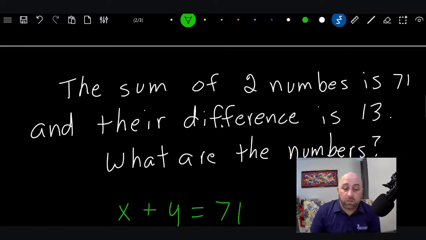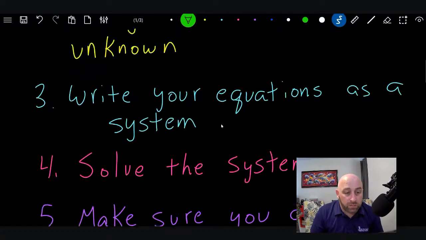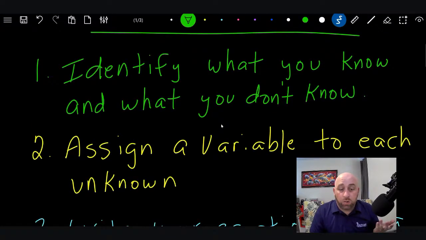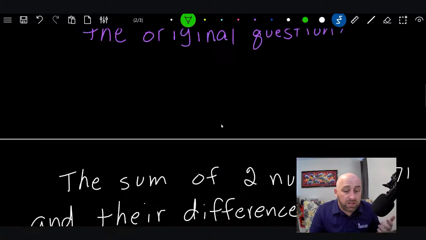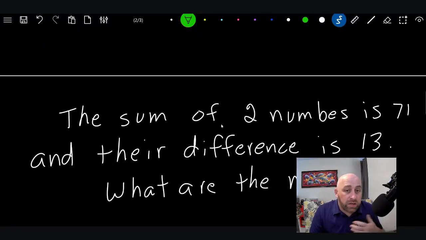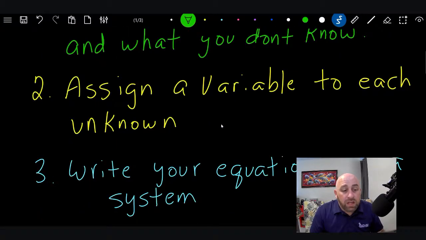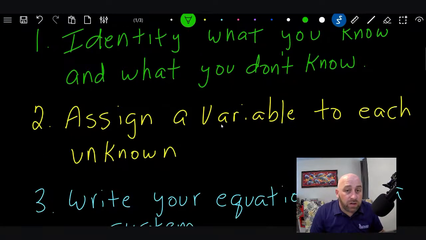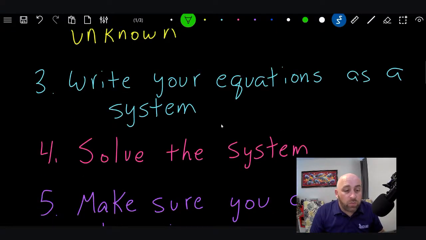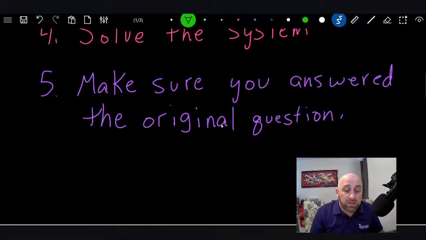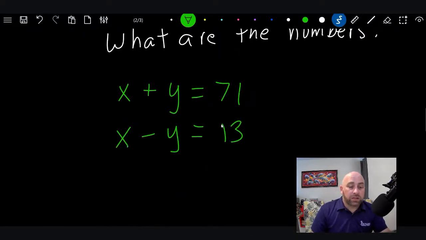And then it says, what are the numbers? That's what we're trying to find. Going up to our steps, we have figured out what we know and don't know. We don't know what the numbers are. We do know that added together they equal 71, and subtracted they give 13. Then we assigned variables, calling one x and one y, and we wrote our equations as a system. So we're ready to solve the system.